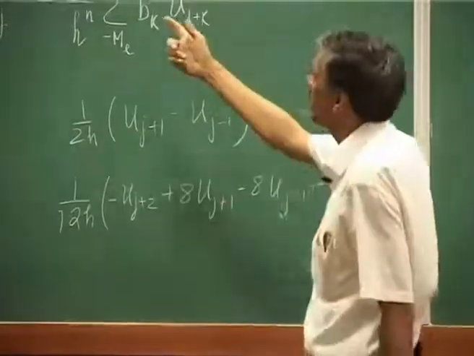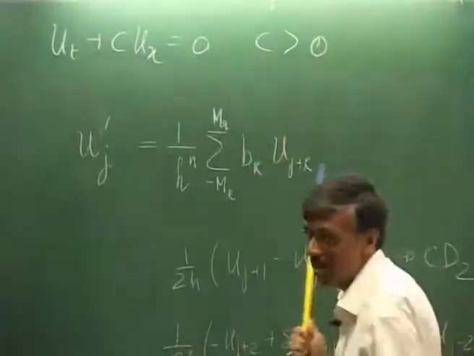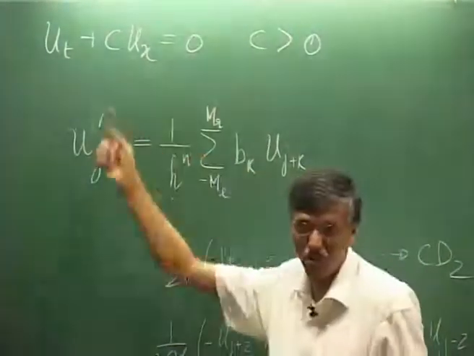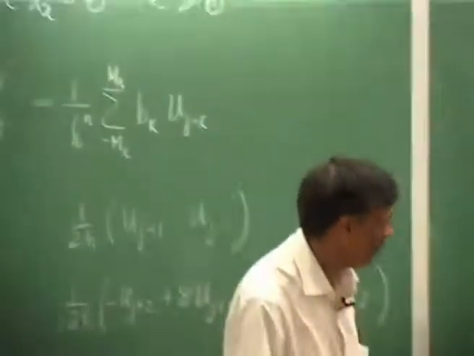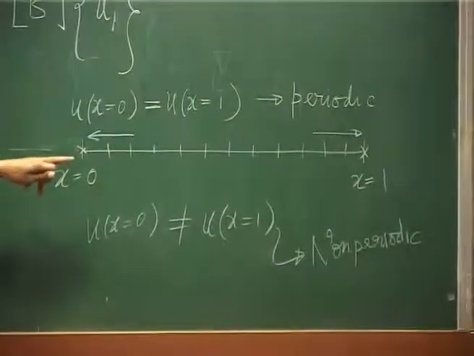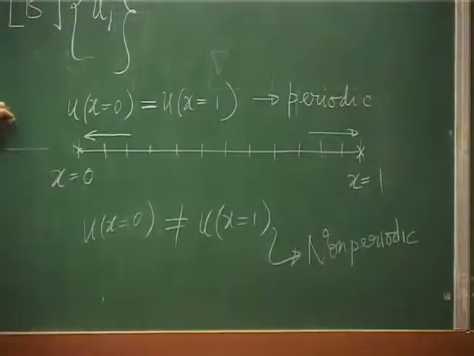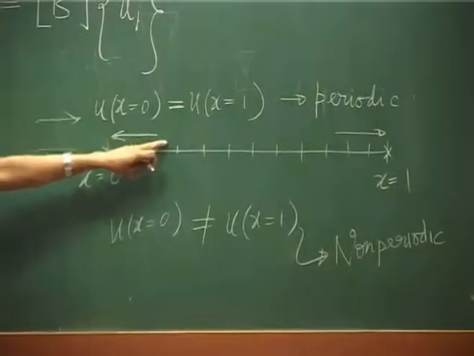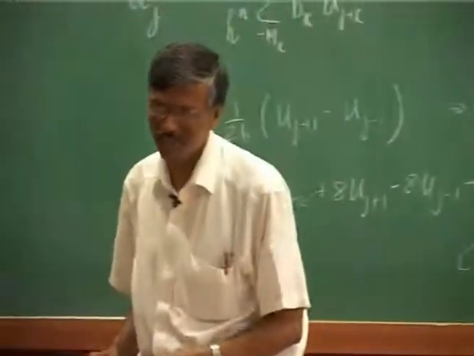What is interesting about this is, if C is positive, then what is happening? The information is propagating from left to right. Now, if I use this, what we are suggesting is that we need to have an interior near boundary stencil, and the information is propagating this way, and the numerical condition imposed violates physics.